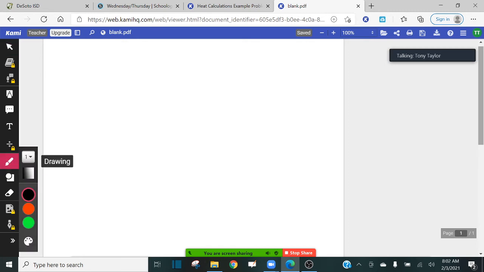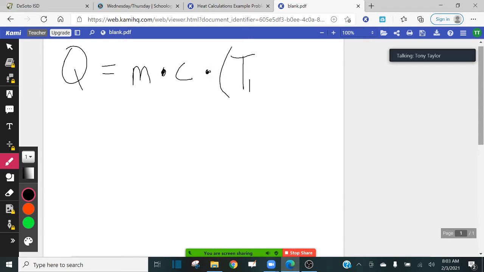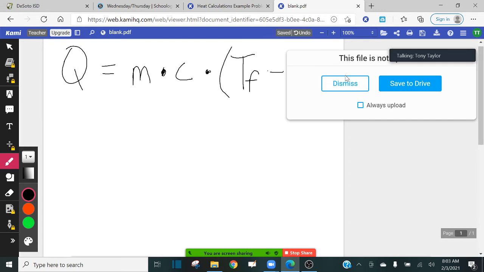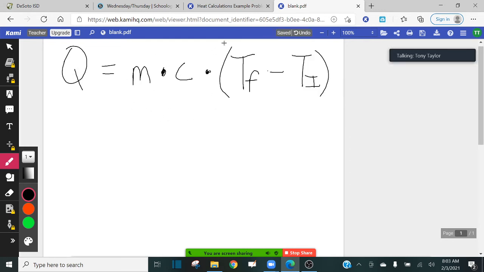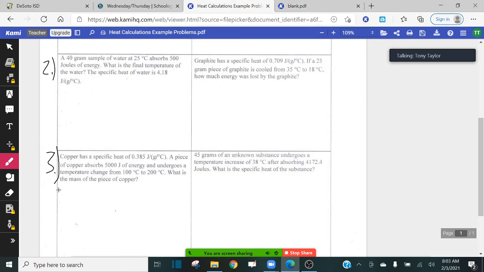So let's write out our equation. Q is equal to mass times C times change in temperature, where it's understood that the change in temperature is equal to final temperature minus the initial temperature. Okay. And now Q stands for heat energy. So our goal here is to solve this equation for mass. So we're on number 3 and we're solving for mass.